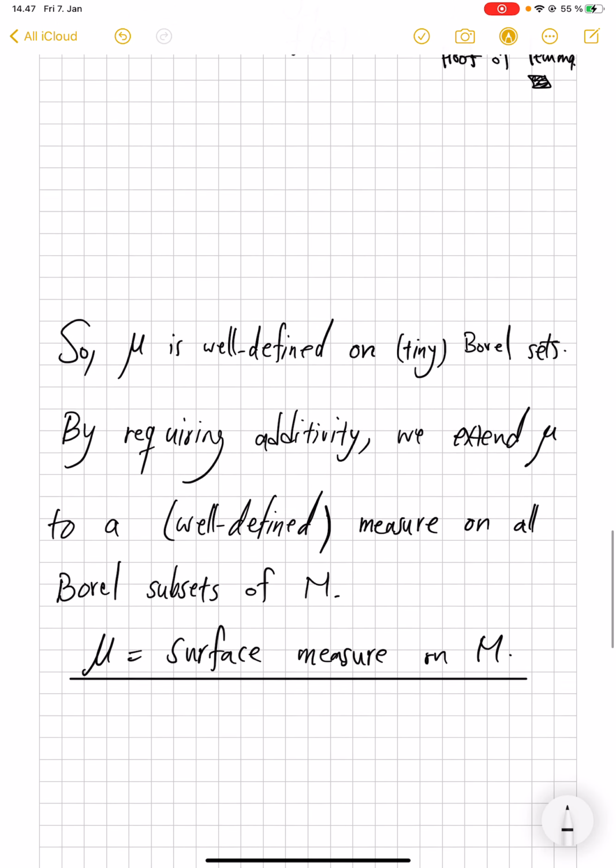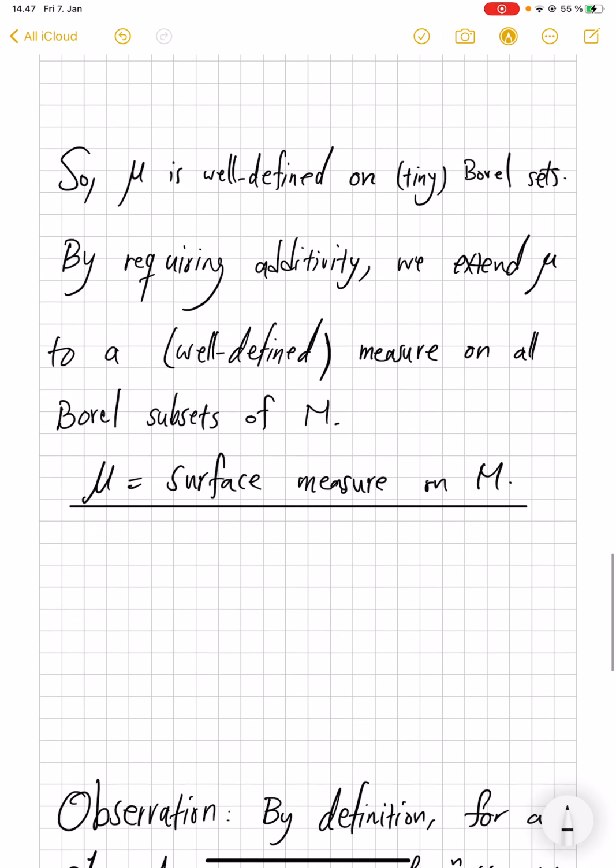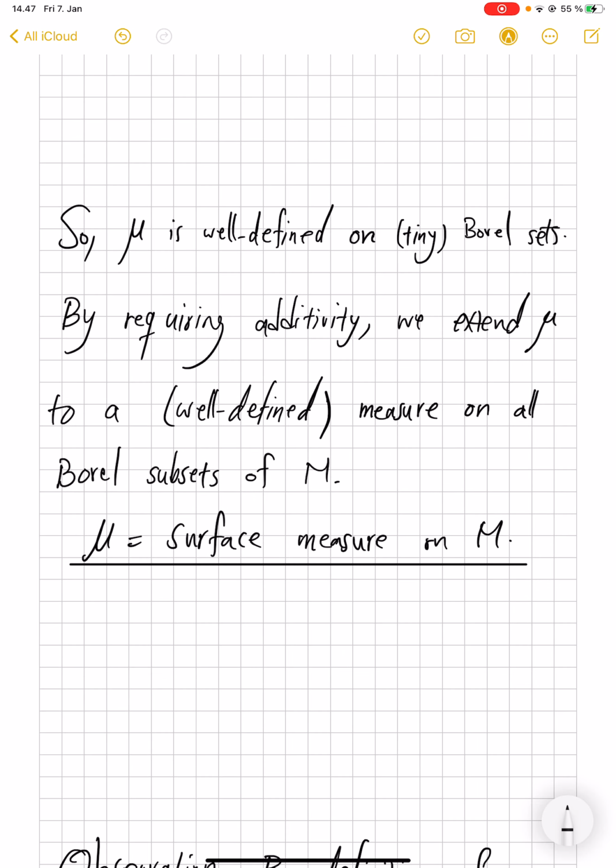Because we can break up our manifold into a countable union of pieces, each contained in the image of one local parameterization, we can extend the definition of mu to all Borel sets simply by requiring additivity. We again need to verify that it is well defined and independent of how you decompose and things like that, but that's just rudimentary stuff in manifold theory. And this measure that we've constructed is called the surface measure on the manifold.